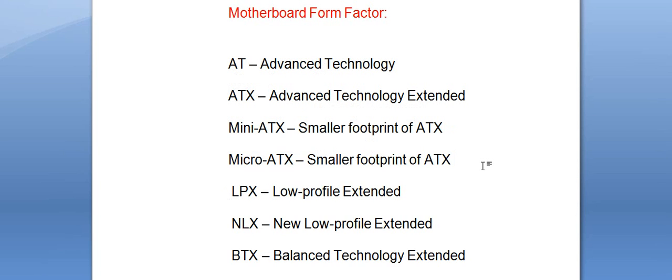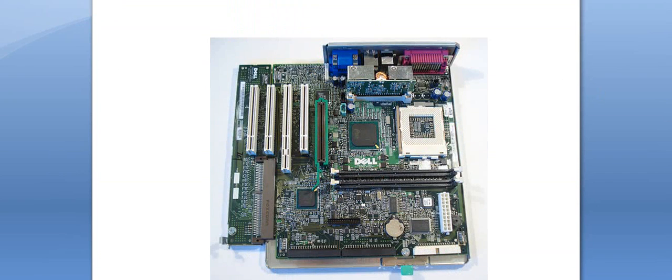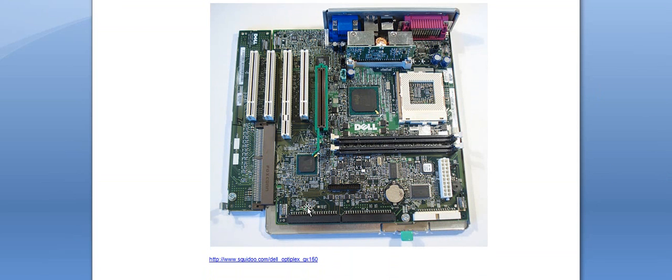And now what we're going to look at is a nice little picture of a motherboard. There you go. I found this picture on squiddo.com. Here's the link to squiddo.com if you want to check out some more pictures or maybe some more info about this motherboard. This is a motherboard for a Dell Optiplex GX150.